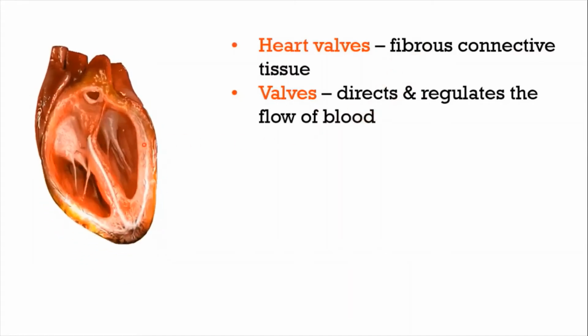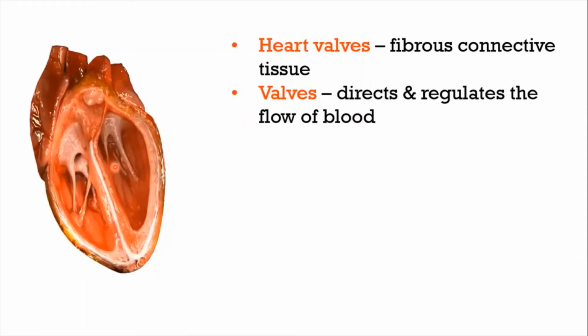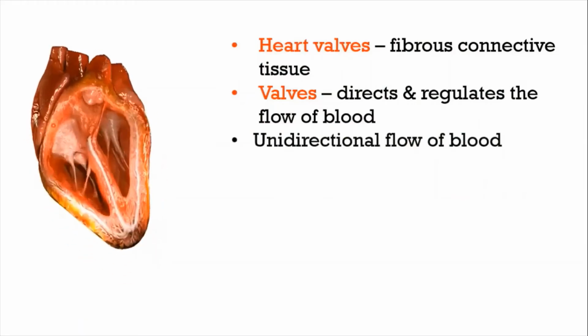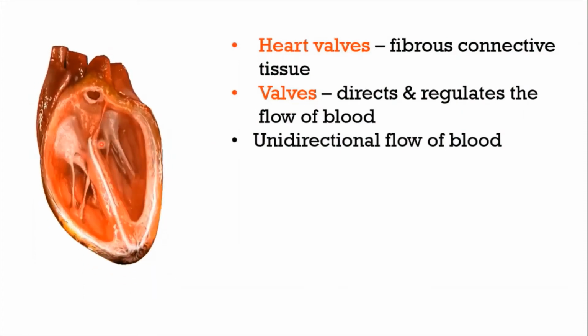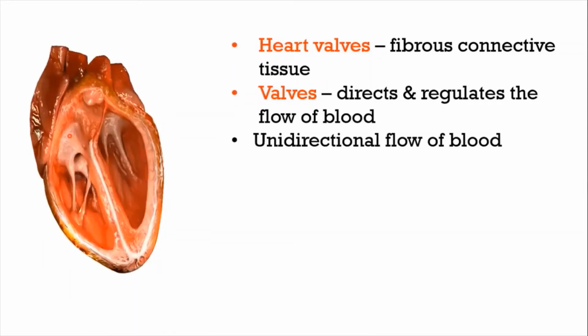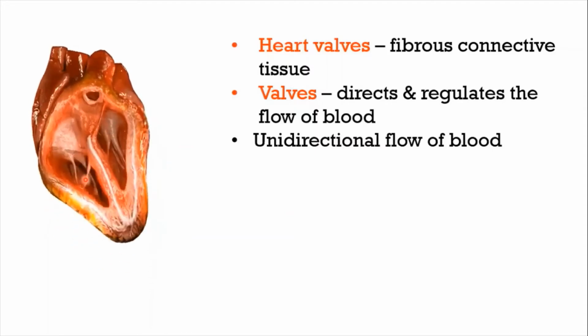What is the function of valves? They direct and regulate the flow of blood. They allow the flow of blood only in one direction. For example, these two are the atrioventricular valves, the tricuspid and bicuspid valves. They allow the flow of blood only from atria into ventricles.